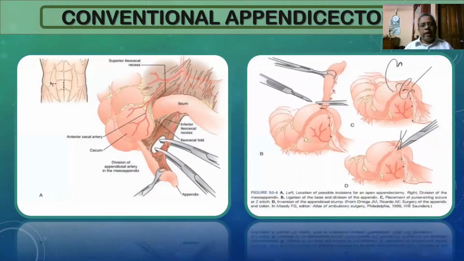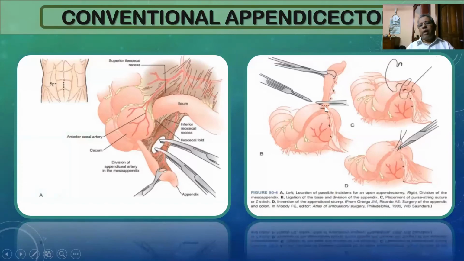So look at the picture. After exposing the appendix, mesoappendix and cecum in the exterior, you make a window in the mesoappendix, hold it with two mosquito forceps, then divide it. Then the vessels are secured with the ligature, and after that, the appendix is floating.